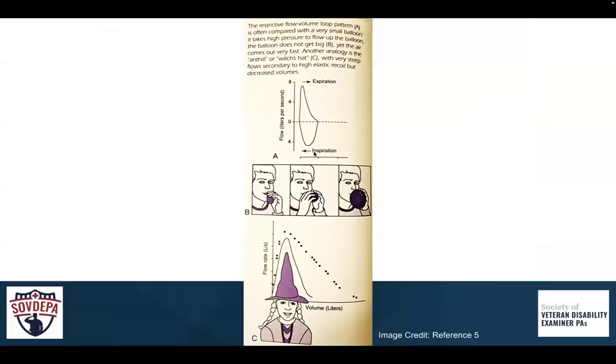This is a really good example I found in a textbook showing the restrictive flow volume loop pattern compared with a very small balloon. It takes a very high pressure to fill up a small balloon, but the balloon never gets big. The air comes out very fast from a small balloon. Another analogy would be an anthill or a hat with a very steep flow due to the high elastic recoil, but the volume is low, just like a small balloon. So this is another way of thinking about the restrictive pattern.